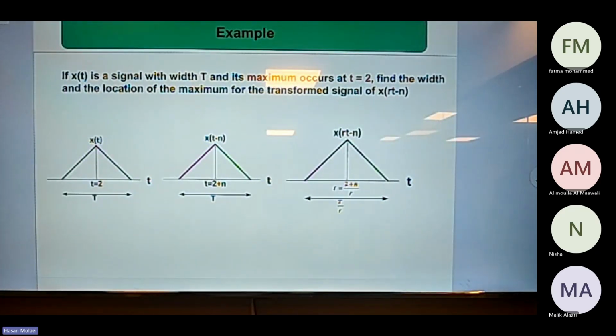Another example. Suppose we have T, which is maximum, okay, T equals 1 second.